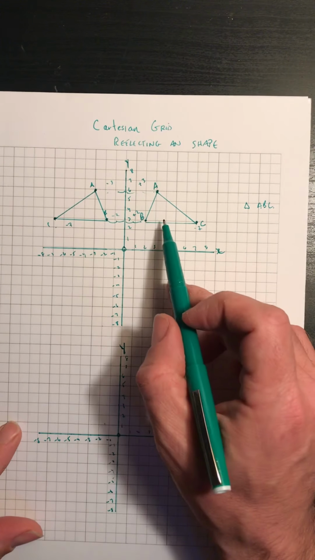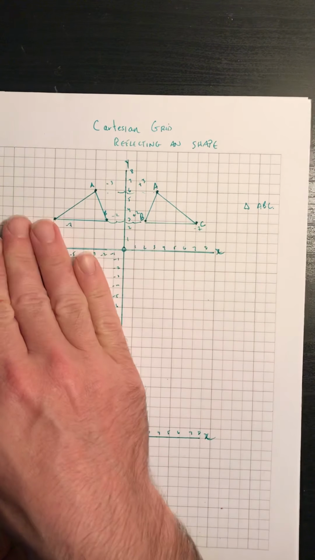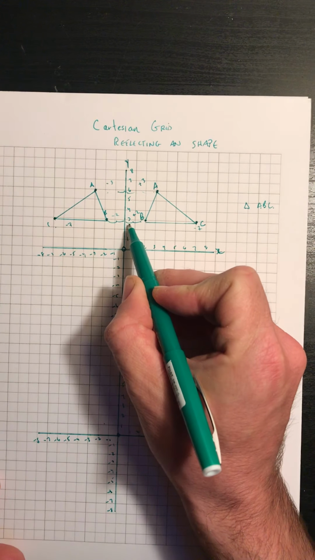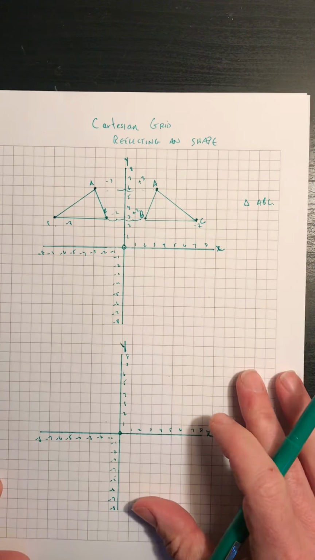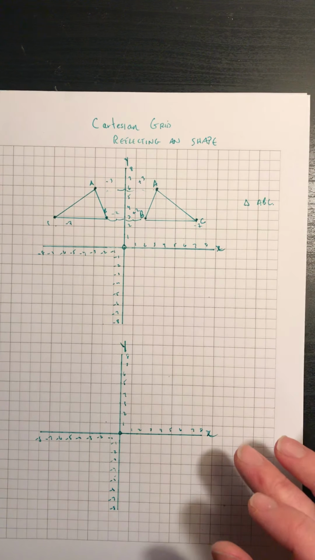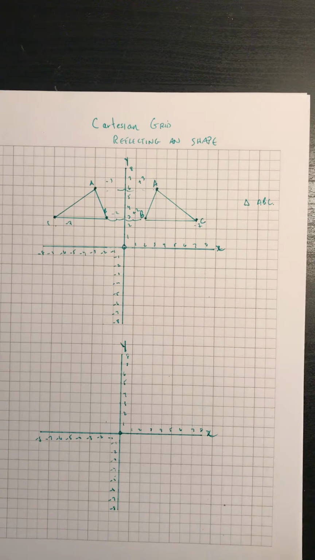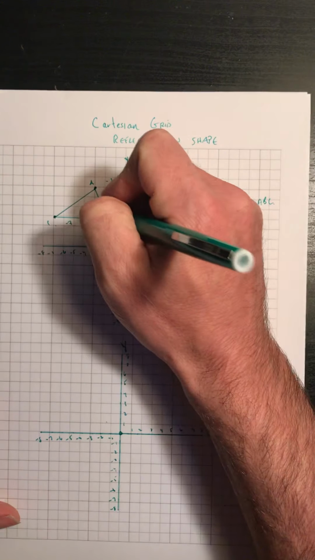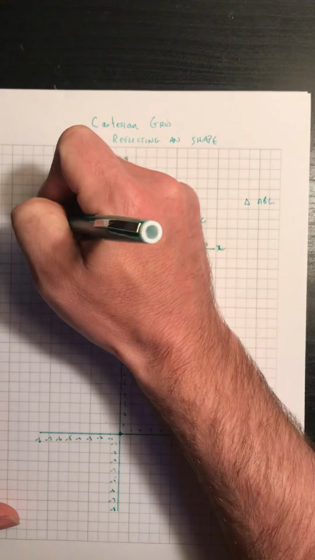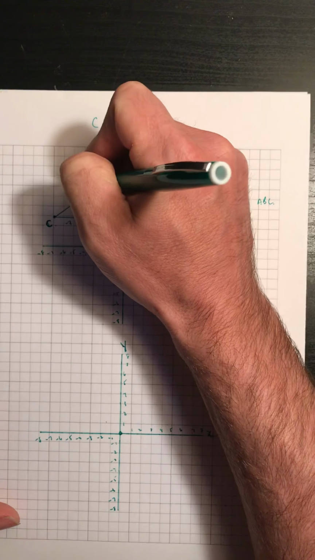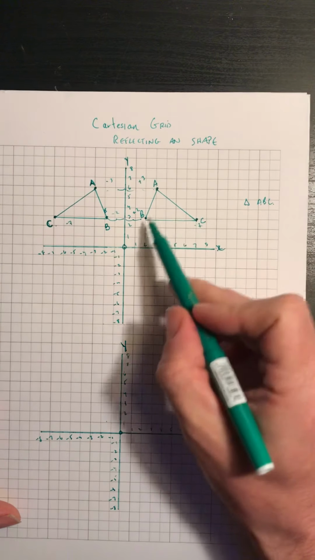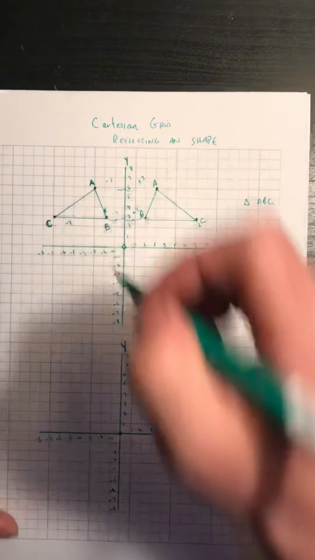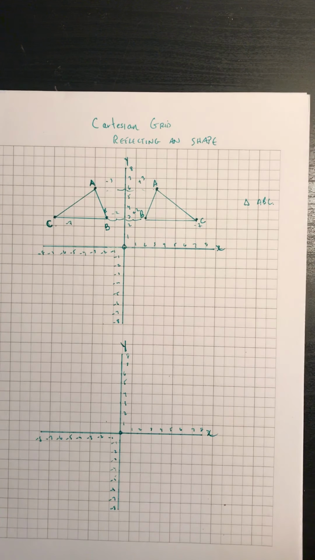So we have reflected this shape across the y-axis. Each vertex is the equal distance from our line of reflection. Now we have to remember that we've created a new image. So we have A, B, C. This is what's called our pre-image, or object. But this is our image, and this is a new shape that we've created, that we've moved.